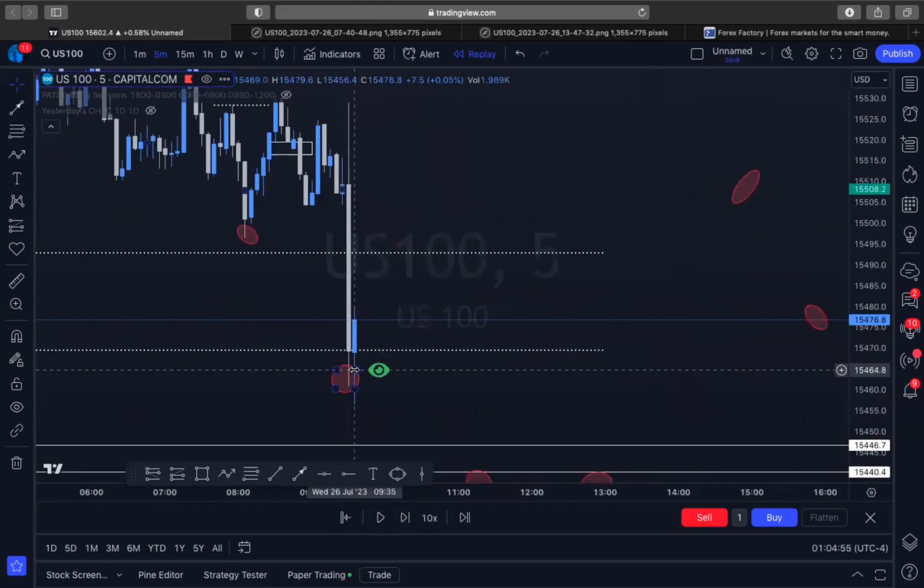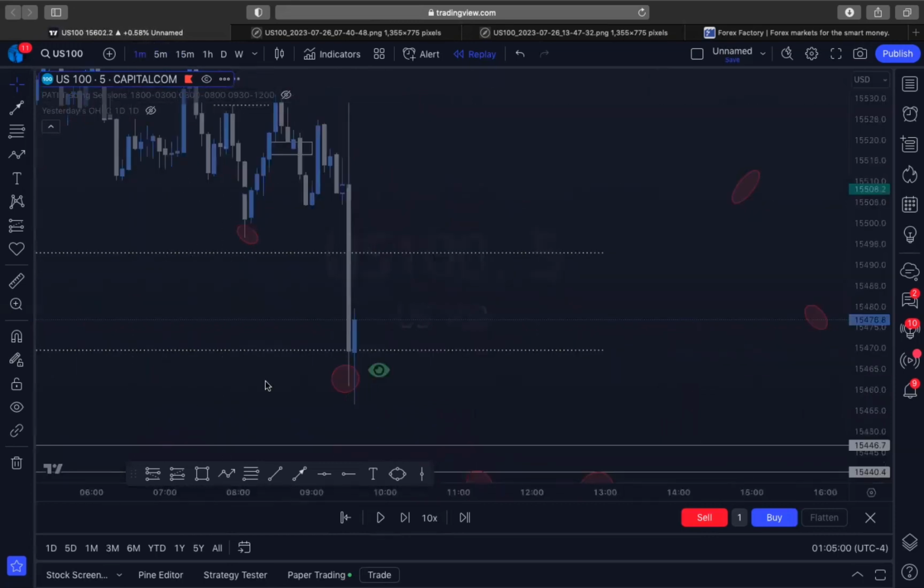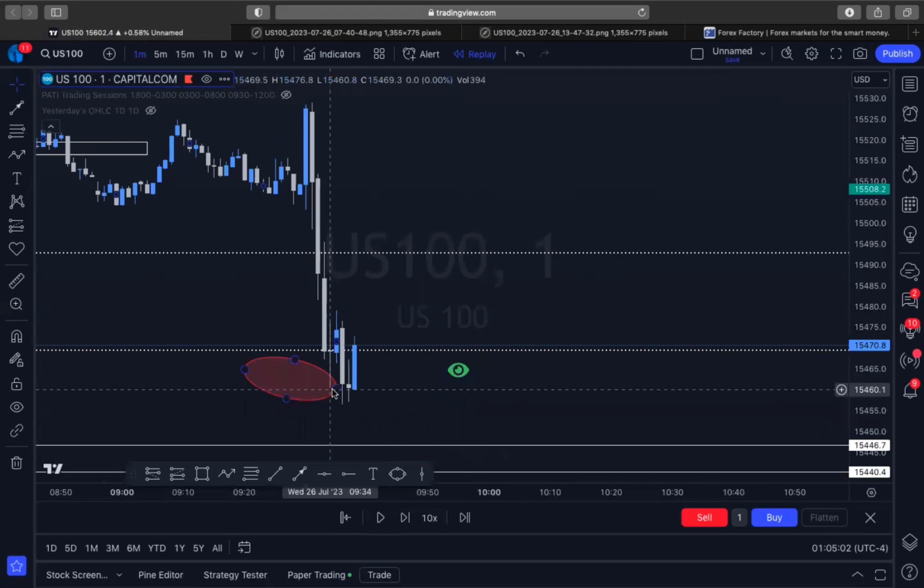This is where I took one of my trades here. I took my take profit right at here. We were on the 1 minute, and I'll show you what I did for my entry.